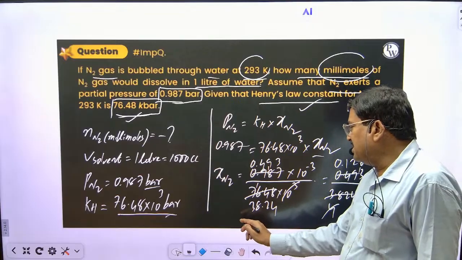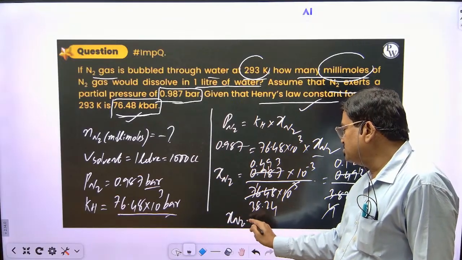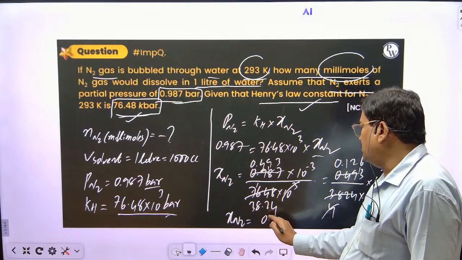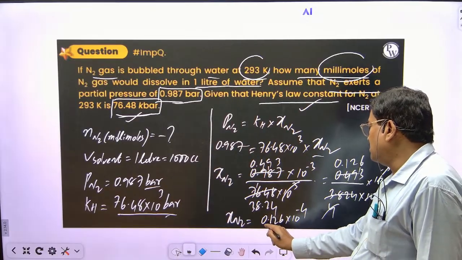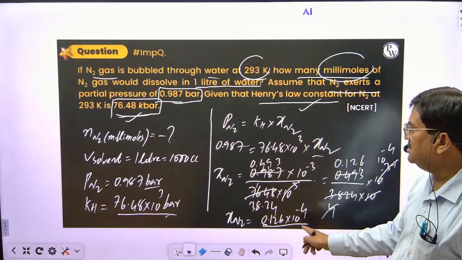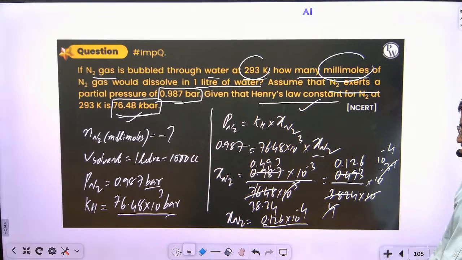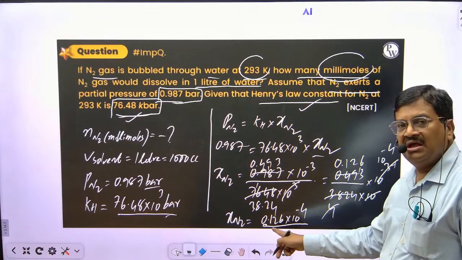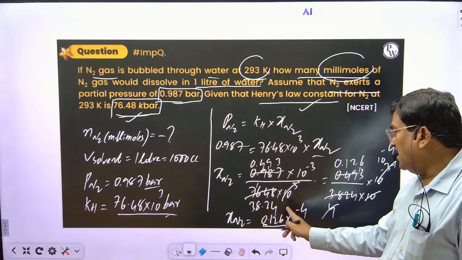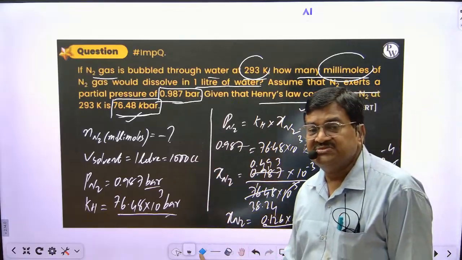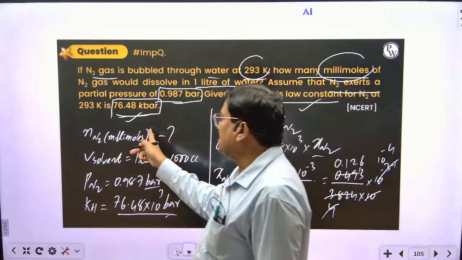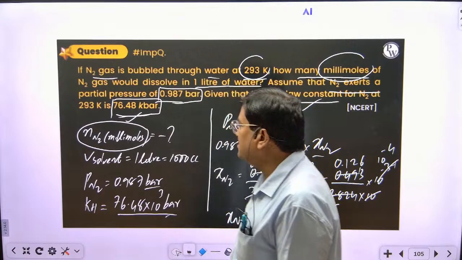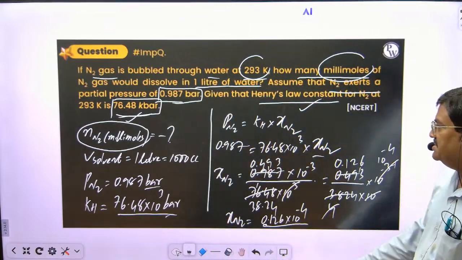Now roughly I am getting the mole fraction of nitrogen to be 0.126 into 10 power minus 4. Check everyone got the same or not. You have to do the calculation part. So I got the value of mole fraction of nitrogen as 0.126 into 10 power minus 4. But this is not our answer. See the question carefully. What he wants is the number of moles of nitrogen. Up to this, copy this.